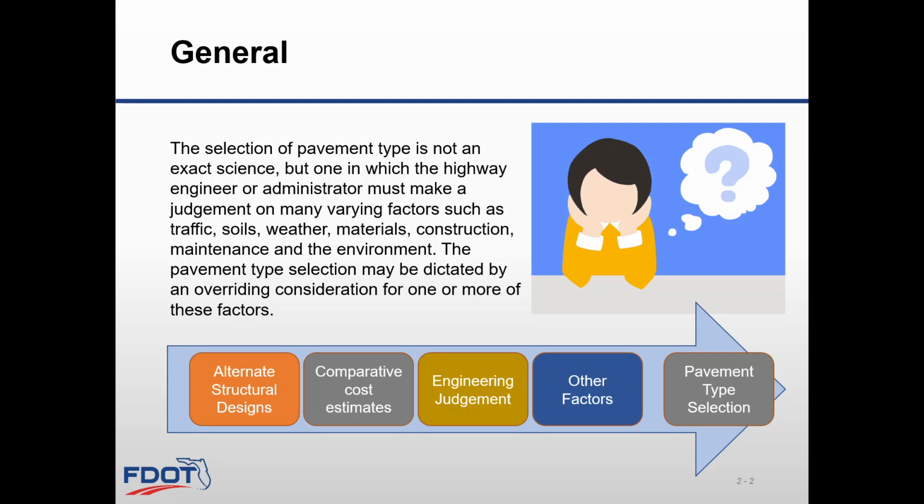However, the selection of the pavement type should be an integral part of any pavement management program. The highway engineer or administrator must make an engineering judgment on many varying factors such as traffic, soils, weather, materials, construction, maintenance, and the environment. The pavement type selection may be dictated by an overriding consideration of the structural design, cost analysis comparison, and other factors. So let's take a look at a flow chart for pavement selection procedure.